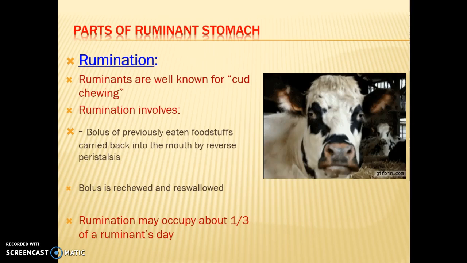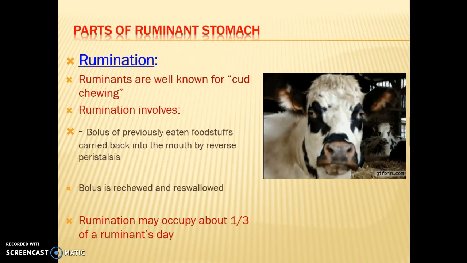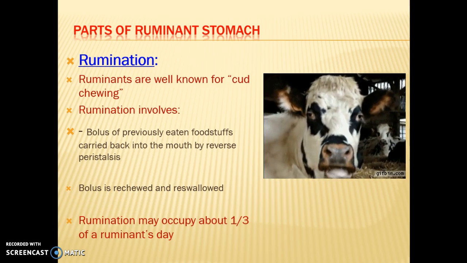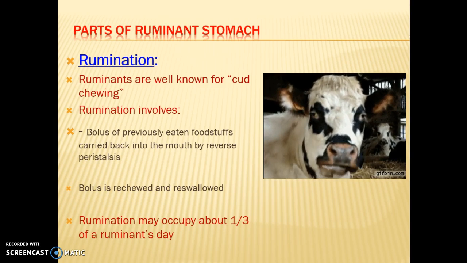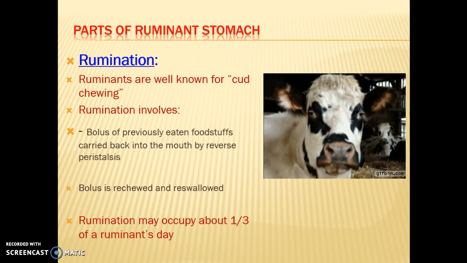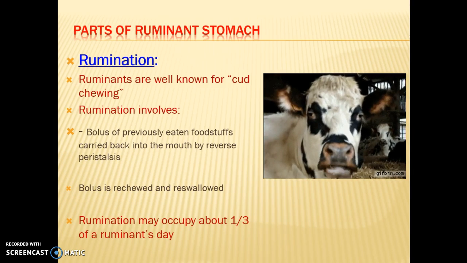Rumination is one of the characteristic features in ruminants and is also known as cud chewing. In rumination, the bolus of previously eaten feedstuff is carried back into the mouth by reverse peristalsis, and this bolus is rechewed and reswallowed. Here you can see in this video clip the movement of the mouth. In this process they bring previously eaten foodstuff into the mouth, and then again it is rechewed and reswallowed. Rumination may occupy about one third of the ruminant's day. So it's an ongoing process.